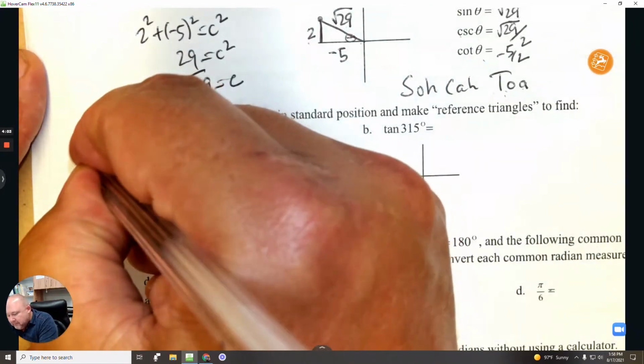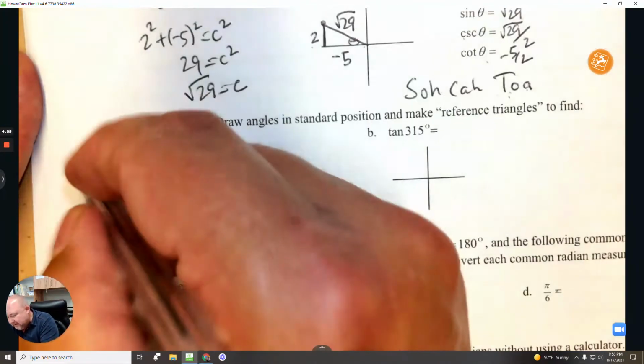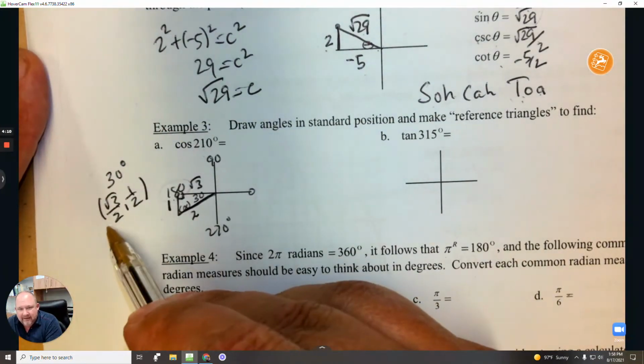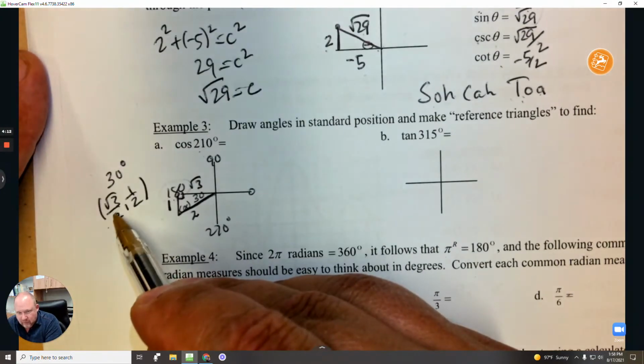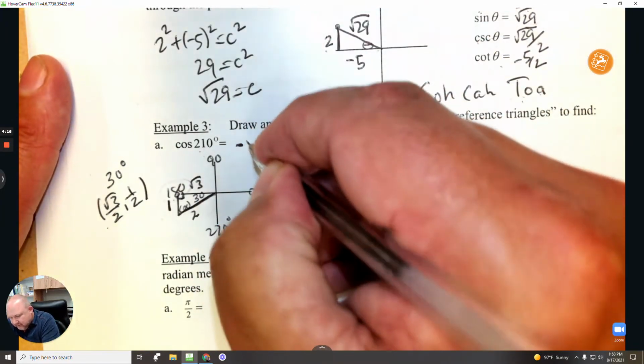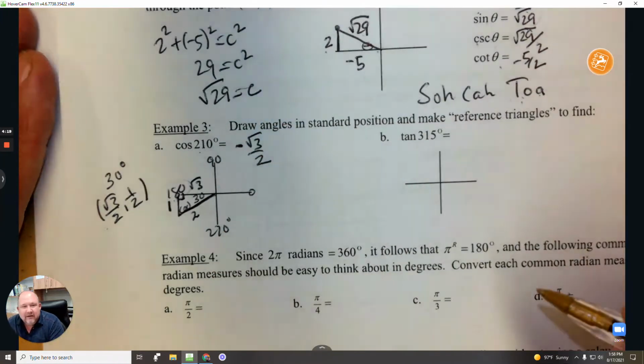We can also remember this, that a 30-degree reference angle, the order of the points is √3 over 2 and 1/2. Cosine goes with the x-coordinate. Because we're in quadrant number 3, the x-coordinate is negative, so this answer is -√3 over 2.